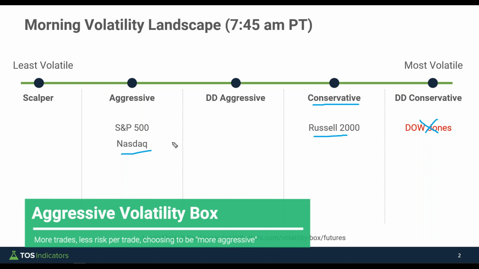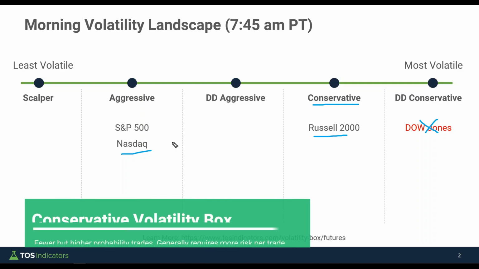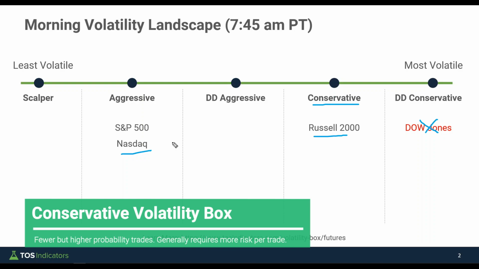So your risk involved per trade is much less, but your reward involved per trade is also less as a result. You're looking to get in and out pretty quickly. On the other side, the conservative volatility box, there your risk involved per trade is a little bit more, but you're also looking for fewer but higher probability trade opportunities. So that's the downside and the upside of each of the different models.